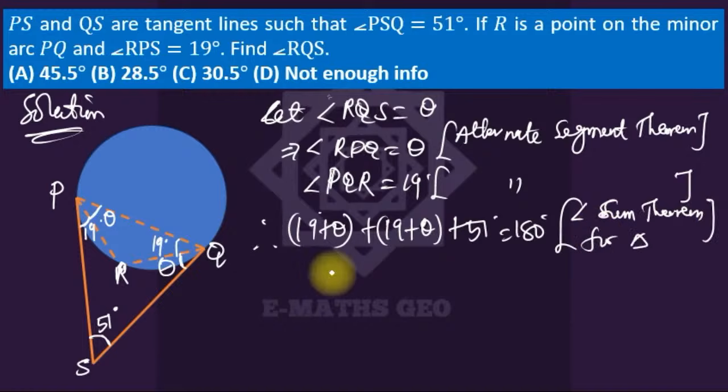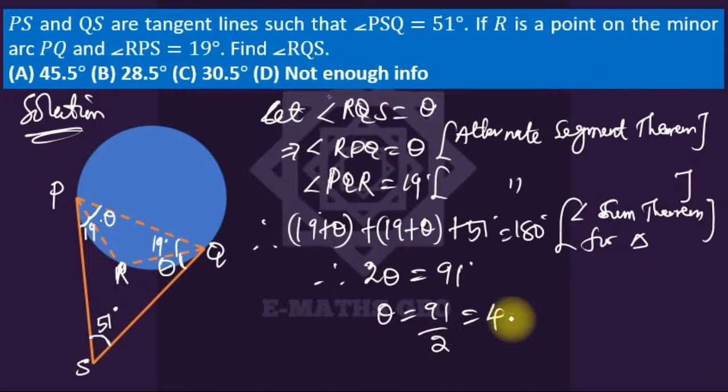Therefore, theta plus theta is 2 theta. 19 plus 19 is 38 plus 51, that's 89. 180 minus 89 is 91. Therefore, theta is 91 over 2, which is 45.5. So our answer is option A. So it's a tricky question, but easy.